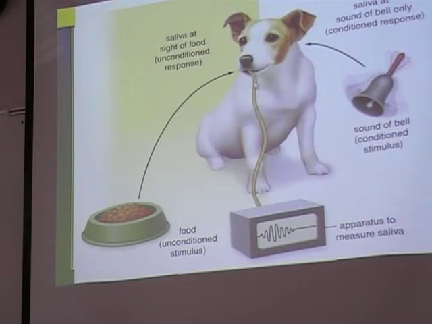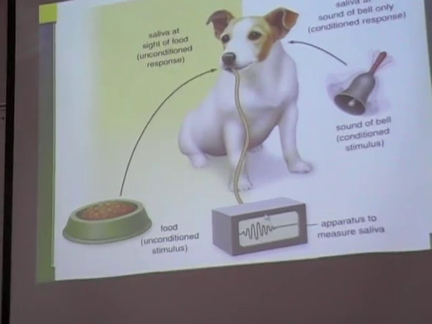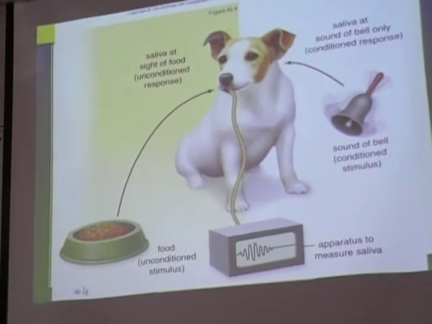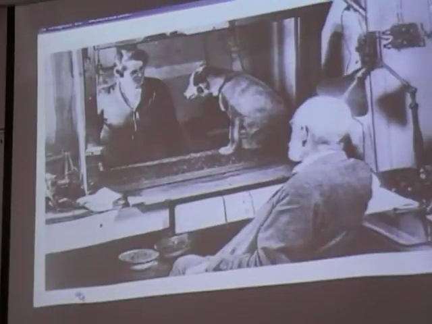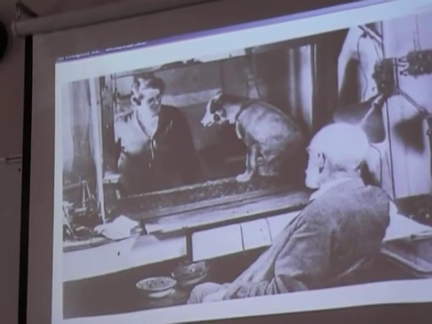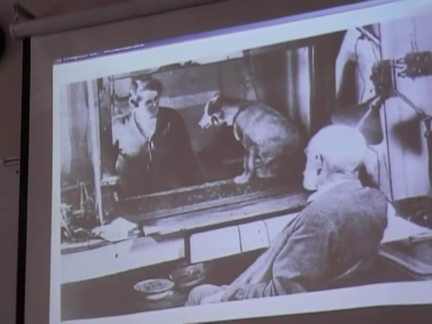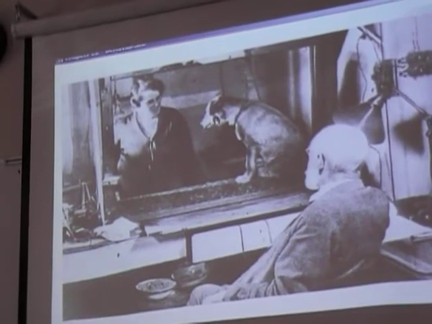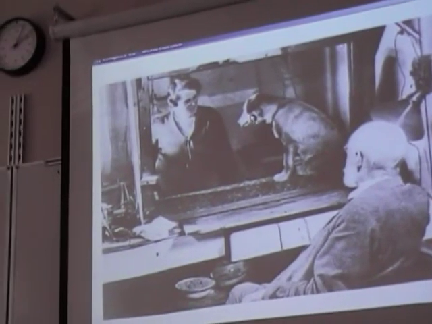This is a little tube. Listen. This is a little tube that's hooked up to the salivary gland and it measures the amount of saliva that comes out of the dog. So this was a scientist that actually measured this stuff. And there's the dog, and that's Pavlov. Which one? And that's a cup on the dog's salivary glands that would capture the saliva.